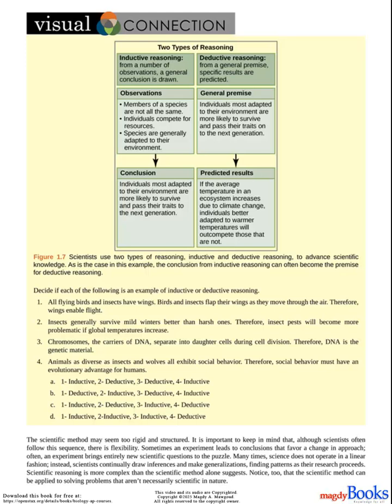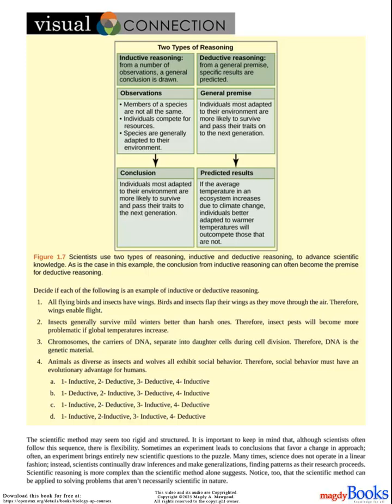A. 1 inductive, 2 deductive, 3 deductive, 4 inductive. B. 1 deductive, 2 inductive, 3 deductive, 4 inductive. C. 1 inductive, 2 deductive, 3 inductive, 4 deductive. D. 1 inductive, 2 inductive, 3 inductive, 4 deductive.